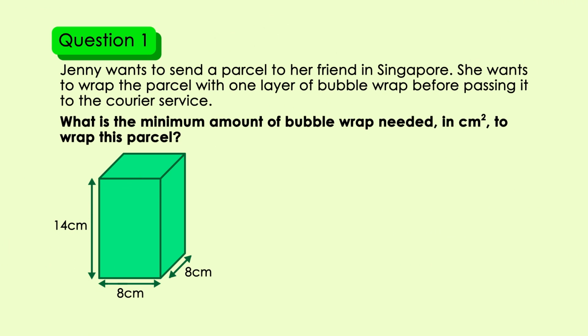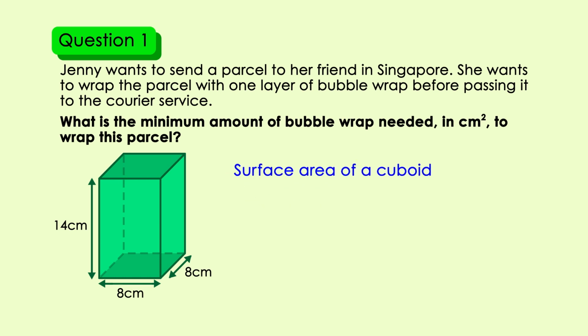The first question. Jenny wants to send a parcel to her friend in Singapore. She wants to wrap the parcel with 1 layer of bubble wrap before passing it to the courier service. What is the minimum amount of bubble wrap needed in square centimeters to wrap this parcel? Let's find out. The box is the shape of a cuboid. The base of the box is square. Hence, this box is made up of 4 rectangles and 2 squares.